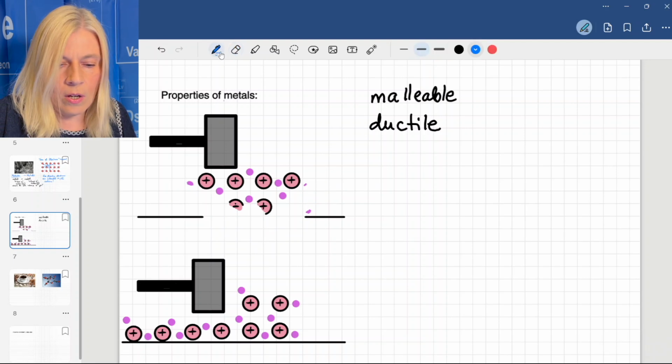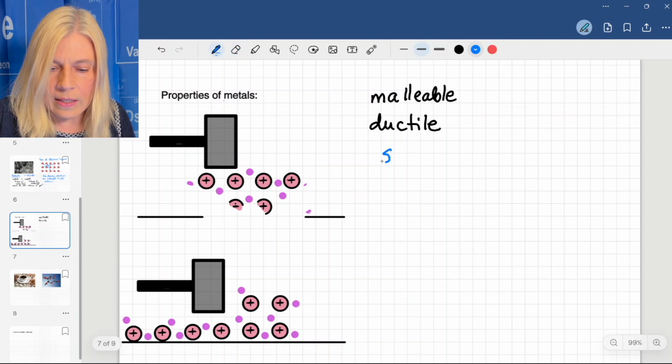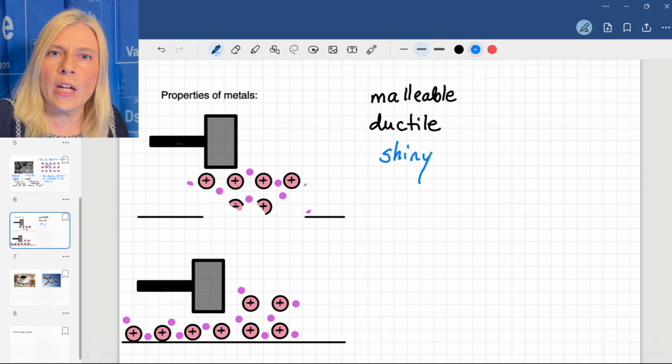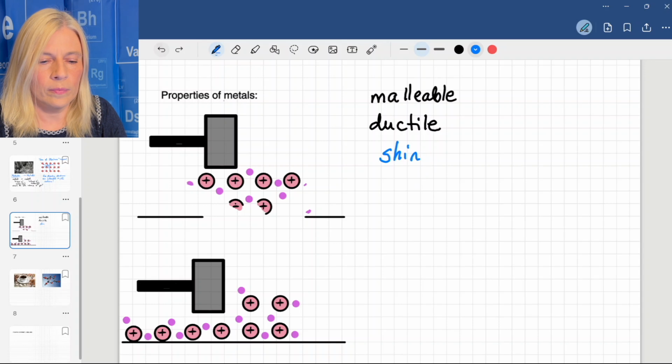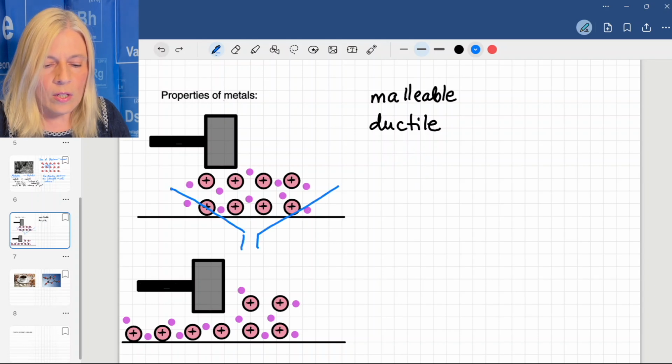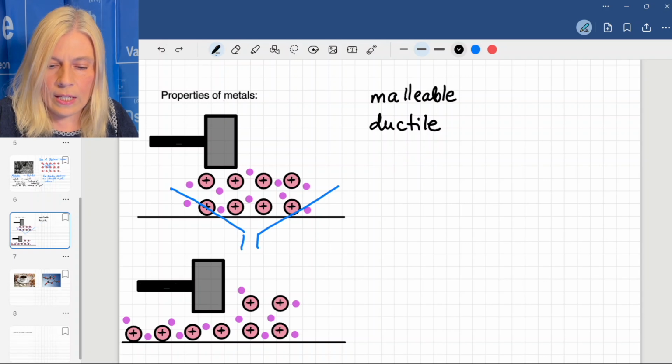What else is going on? They are shiny. Why are metals shiny? Well, hold on. I actually want my picture back quickly. There we go. So they are shiny.